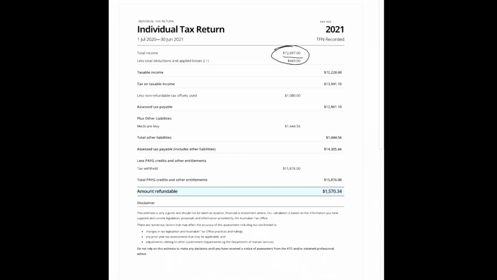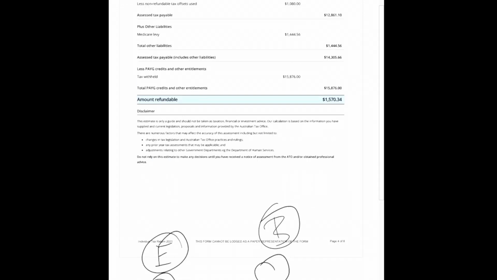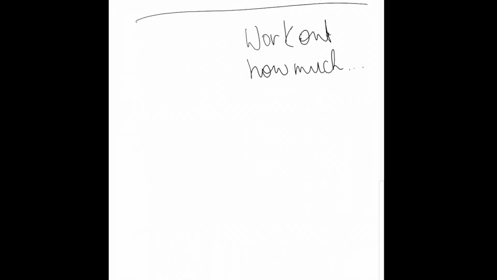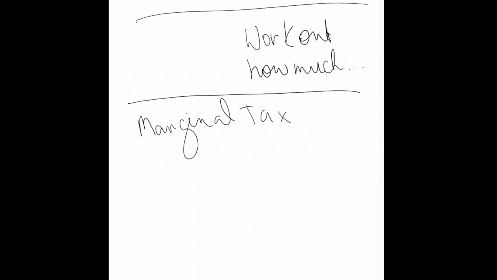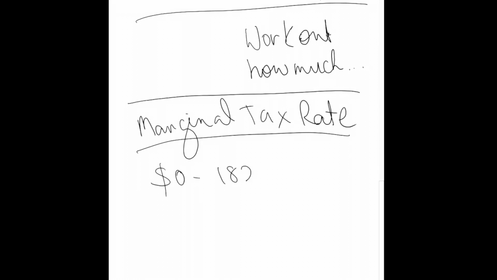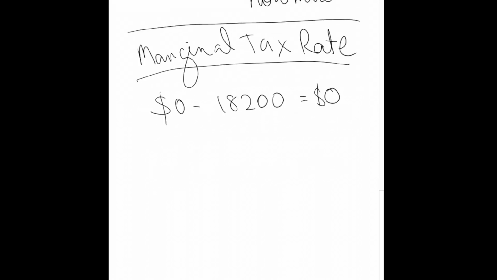So if we look at this client, she earns $72,697. The deductions will vary, we don't know what they are, but we'll work it out on the base amount. So to do that, we need to look at the marginal tax rate. The marginal tax rate is a sliding scale that every individual pays. So between $0 and $18,200, we pay $0 in tax. Now that is for everybody.